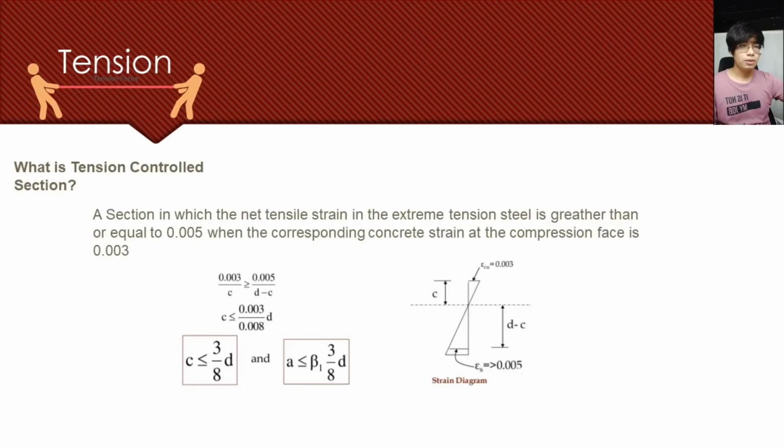Ano ba yung tension control section? Ang sabi dito ay tension control section, a section in which net tensile strain in the extreme tension steel is greater than or equal to 0.005 when corresponding concrete strain at the compression face is 0.003. Yung compression nung nakaraan na diniscuss natin, compression control, is yung strain value niya is 0.003. Ito naman ay 0.005. Bali, tandaan nyo na lang yung strain value ay compression.